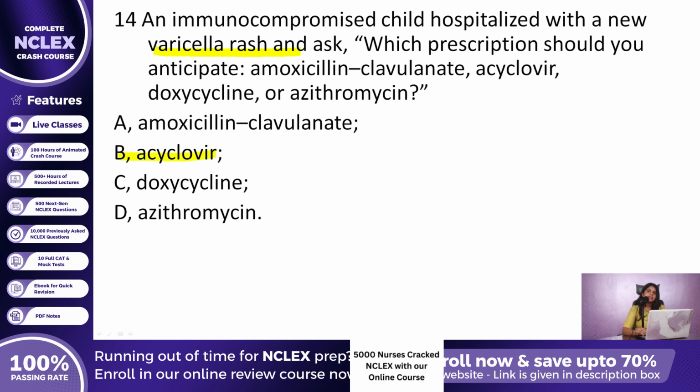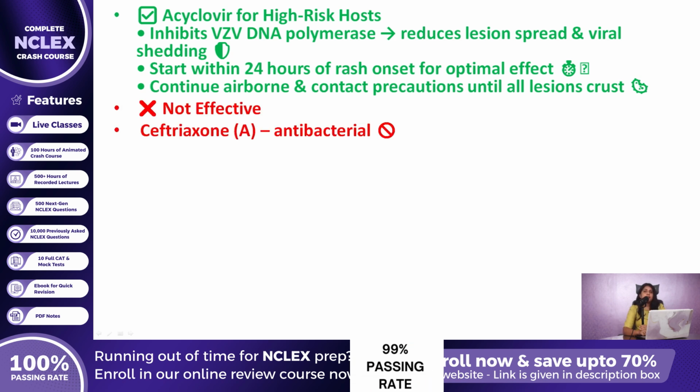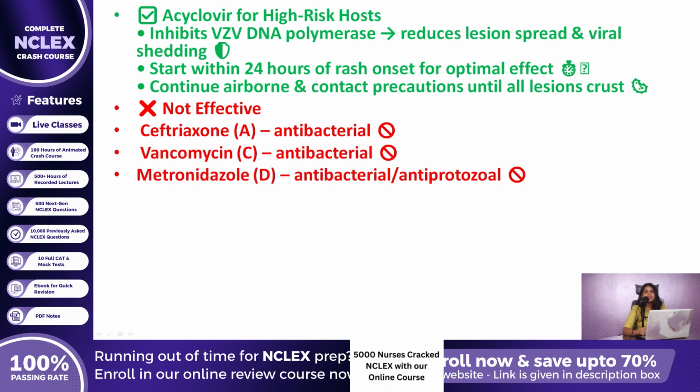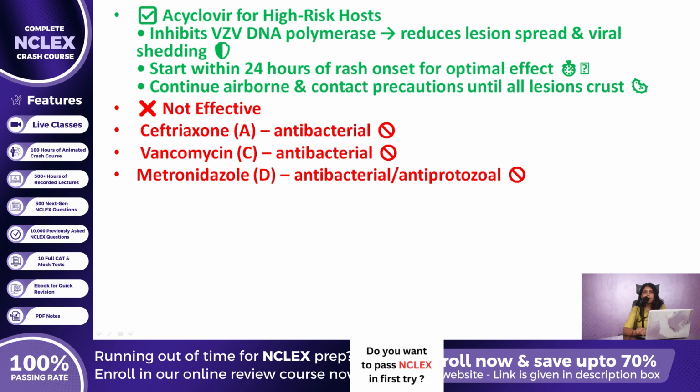Acyclovir, because in high-risk hosts, varicella zoster virus can disseminate to the lungs or brain. Early initiation of intravenous or high-dose oral acyclovir inhibits viral DNA polymerase, reducing lesion formation and viral shedding. In contrast, choices A, C, and D are antibacterial agents with no activity against viruses and therefore would not address the underlying infection. To maximize efficacy, begin acyclovir within 24 hours of rash onset and maintain airborne and contact precautions until all lesions crust. Question 15.